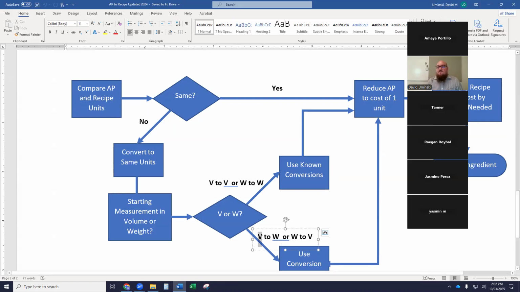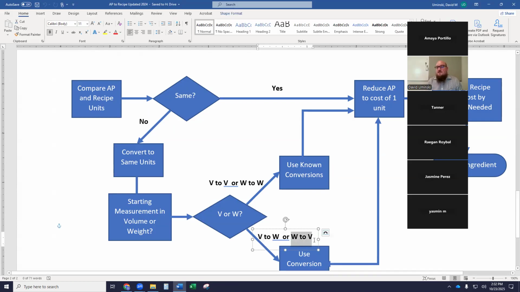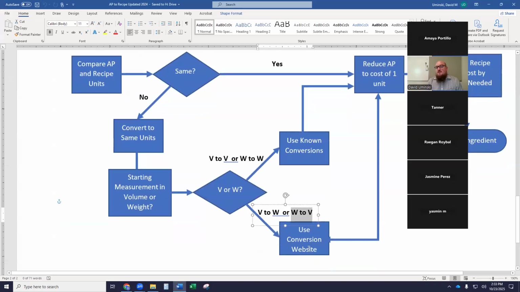It's only when you're going from volume to weight or weight to volume that you're going to use that conversion website. We typically don't go weight to volume. We want to go volume to weight. If we have 50 pounds of flour, we're not going to convert that into cups. We're going to focus on changing the cups to the weight. The website does allow you to go weight to volume, but we're not going to focus on that.